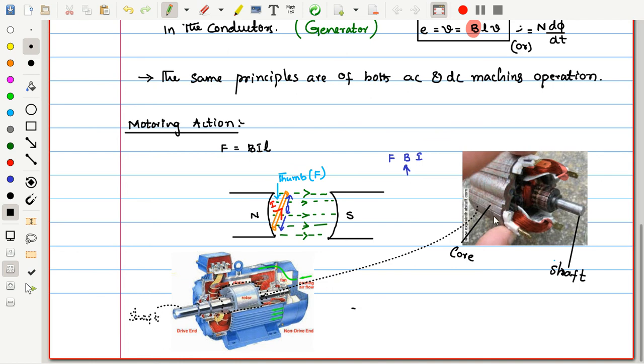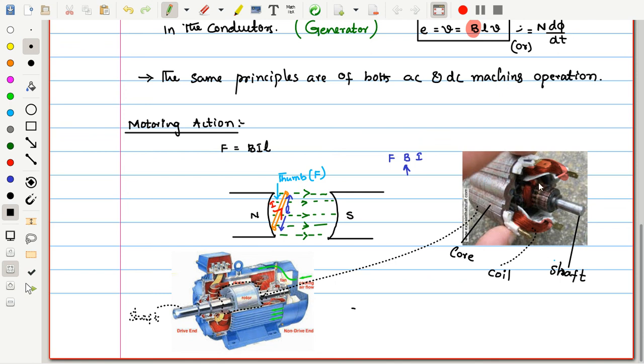On top of that, this entire structure is mounted, and in that structure the two things are there. One is the core coil assembly. This is the core, this is the coil. Core coil assembly. So what does the core coil assembly represent? Magnetic circuit. Clear?